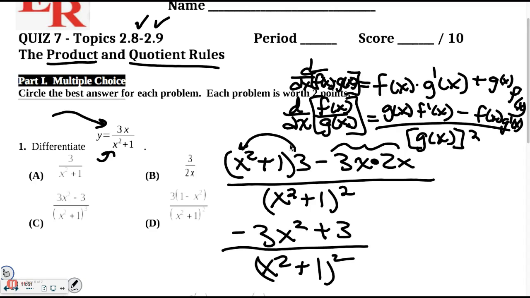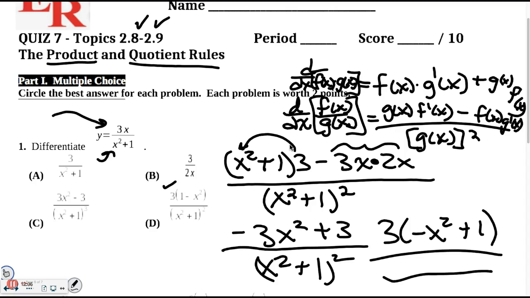And where can I keep going? On the top or on the bottom? Top can be factored, right? And I see one here where they factored a 3 out, so let's try that. 3 times, and it'd be negative x squared plus 1 all over, which is the same as 1 minus x squared. So here I am at D. How would you have done on that one? Pretty good? Now, I'm going to add a question to it.